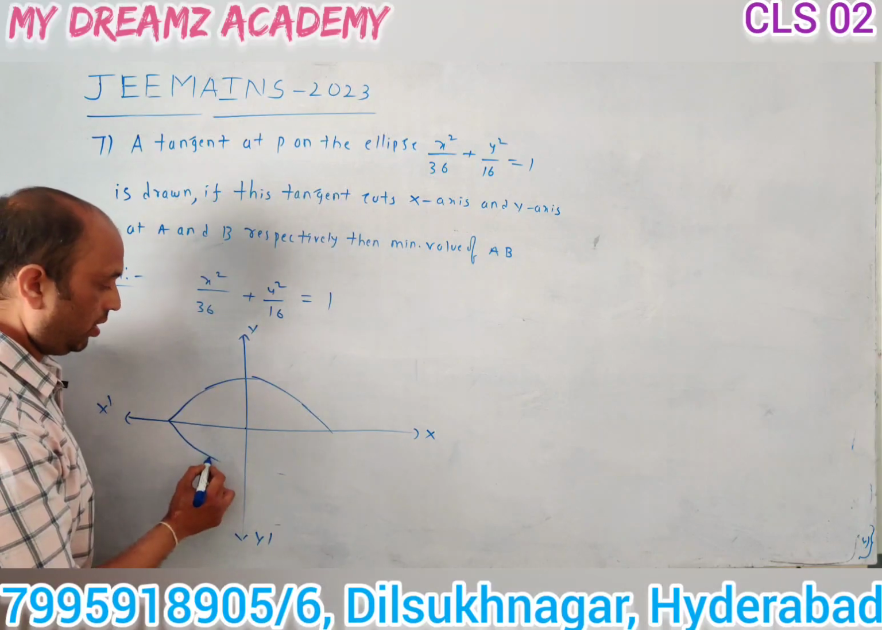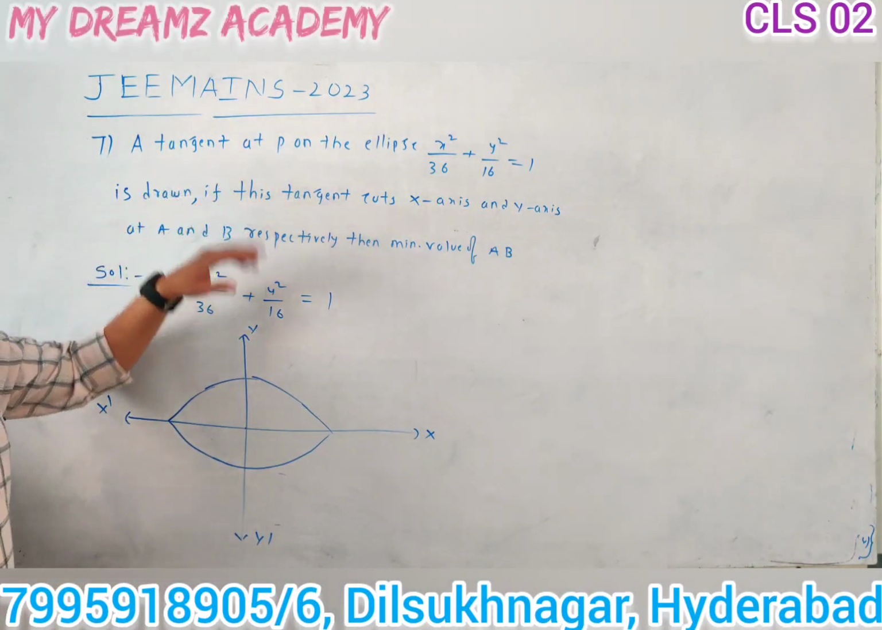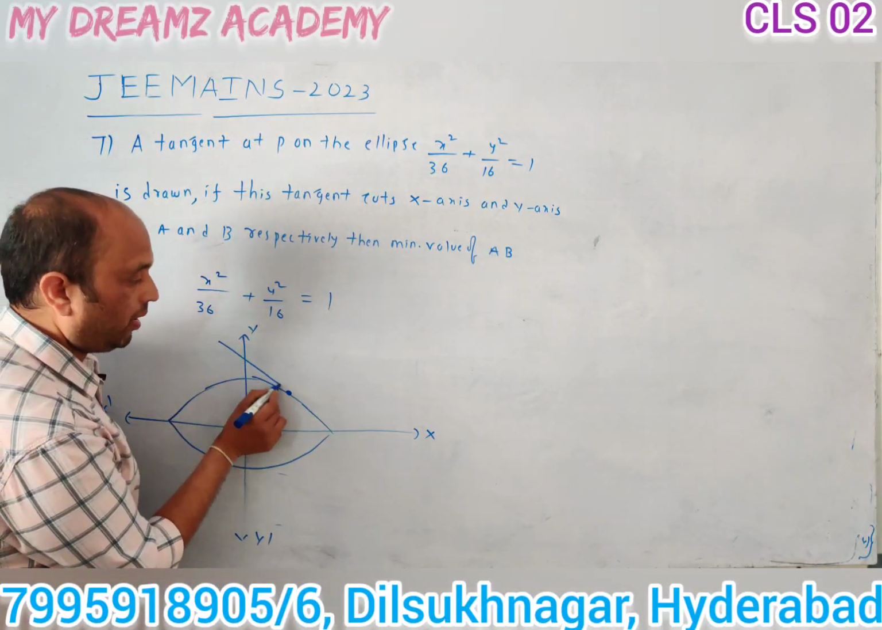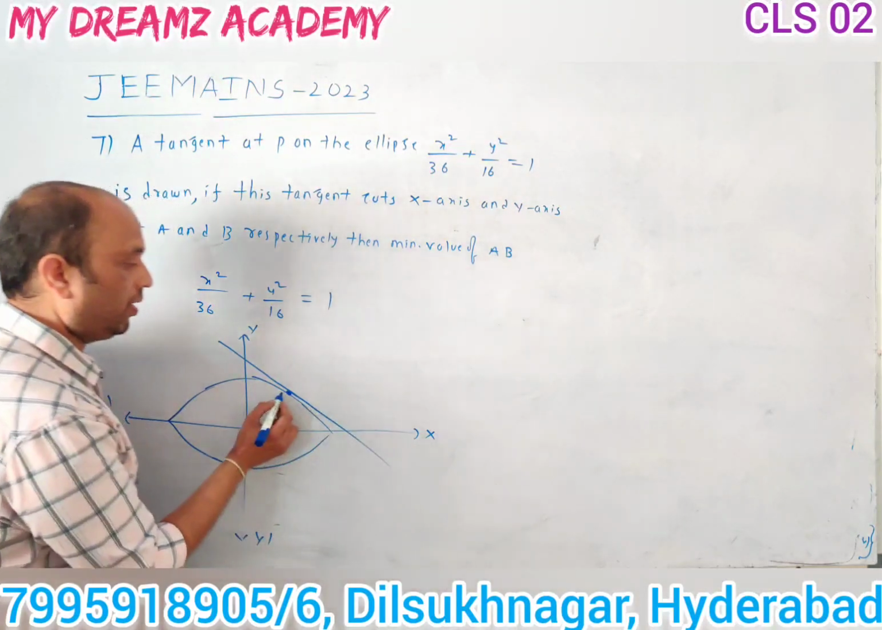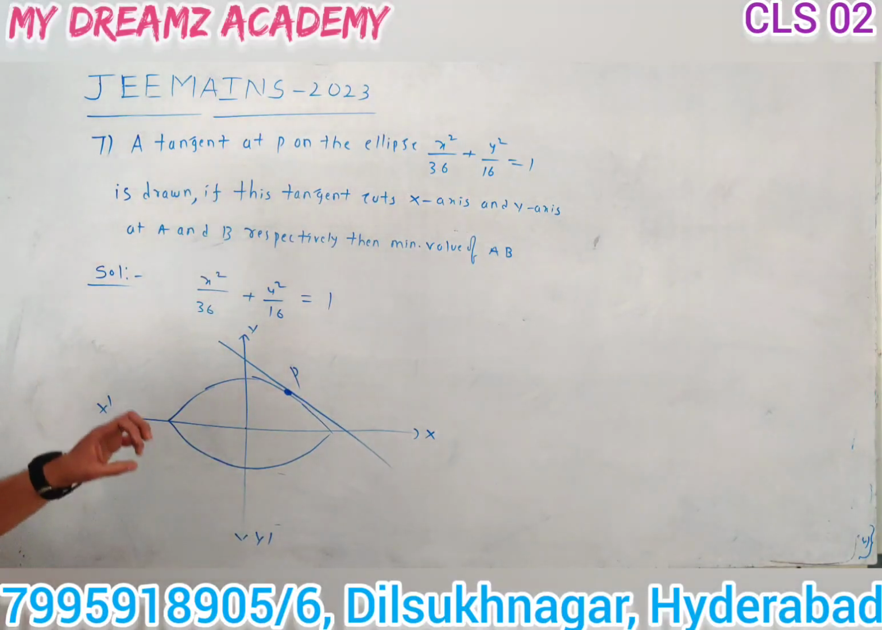This is the required equation of the ellipse. Now the tangent is drawn at point P, on the ellipse. So P is a point on the ellipse.